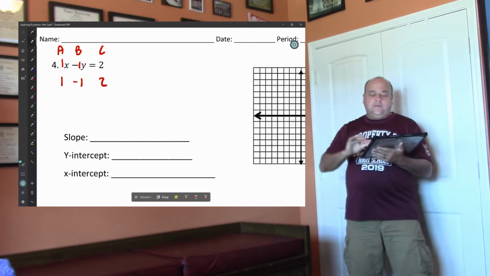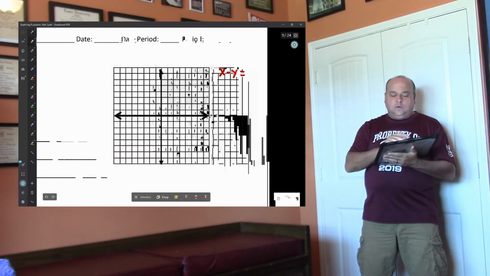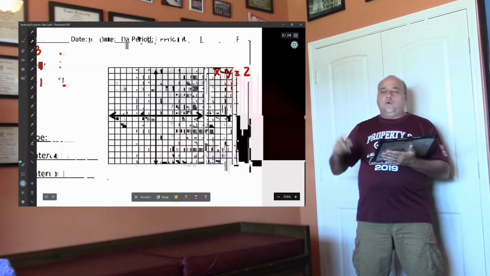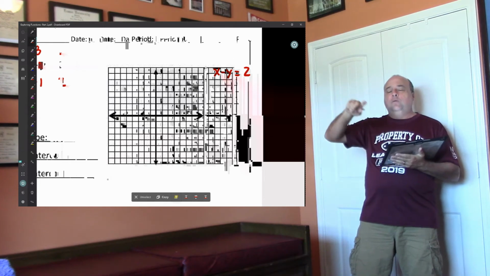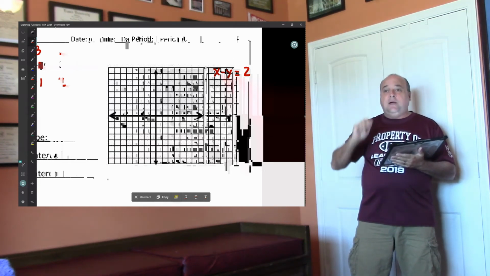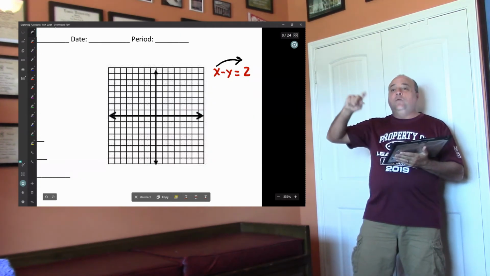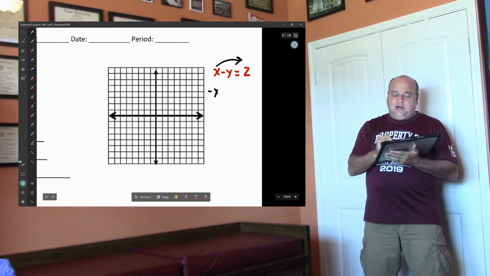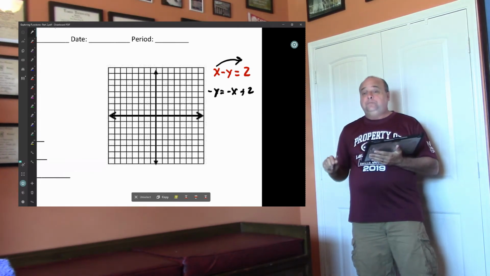Okay, so to the right of the graph, we're going to write down x minus y equals, is it negative 2? It's positive 2. So x minus y equals 2. Now I'm going to solve this for y. I'm going to move the x to the right, and I'm going to divide by the coefficient. When I move the x, the positive x will turn into a negative x. So I'm going to write down negative y equals negative x plus 2. When you draw that arrow, you're letting the teacher know that my sign is going to switch.